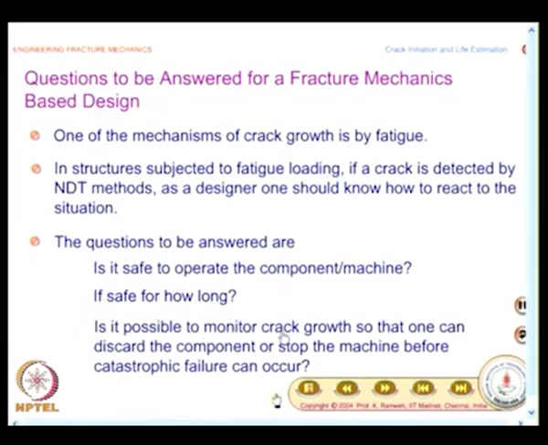Is it possible to monitor crack growth so that one can discard the component or stop the machine before catastrophic failure can occur? See, we have seen earlier when we moved from simple tensile loading to combined loading, for failure analysis we will still use the result from a simple tension test and use it for combined loading in our conventional design approaches. Then we graduated to fatigue loading when we want to study structures subject to cyclical load. Now the question is, you also want to know how the crack would grow.